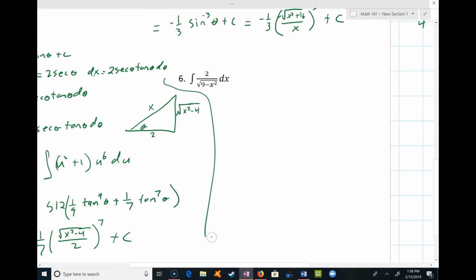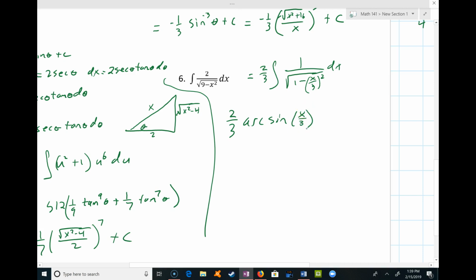And for number 6, we get a nice easy one. That's just arc sine with a 9 thrown in. So we would rewrite this as, we pull out a 1/3, and that leaves us, actually we can pull out a 2/3. And that leaves us with 1 on top, dx, and the square root of 1 minus x over 3 squared. And when I look at that, that looks like arc sine. So that would be 2/3 arc sine of x over 3.